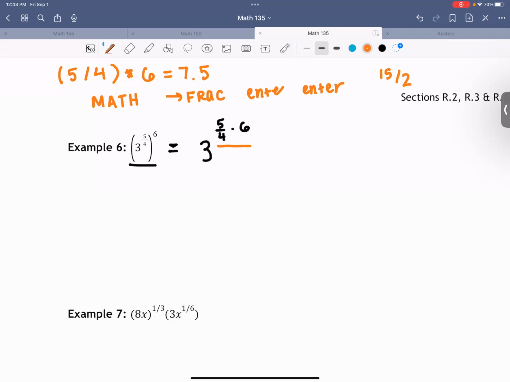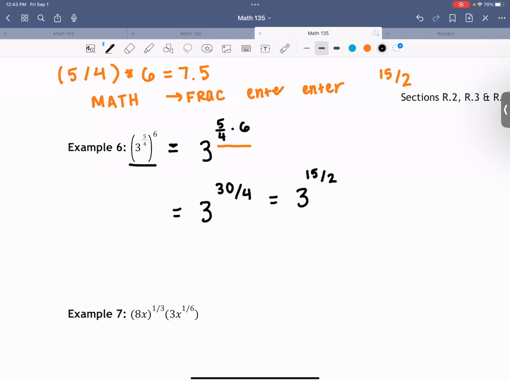But let's just do it in our heads, just in case you forget your calculator on the test. We have 5/4 times 6. Does the 6 get multiplied to both the top and bottom? No, it just gets multiplied to the top. So this becomes 30/4. Is that a simplified fraction? No, they're both divisible by 2, right? So this becomes 15/2, which would work.